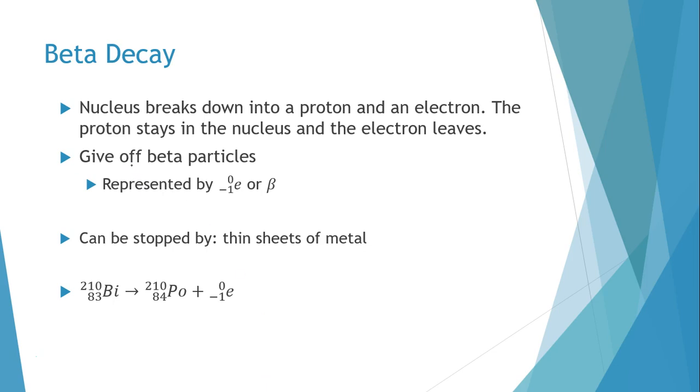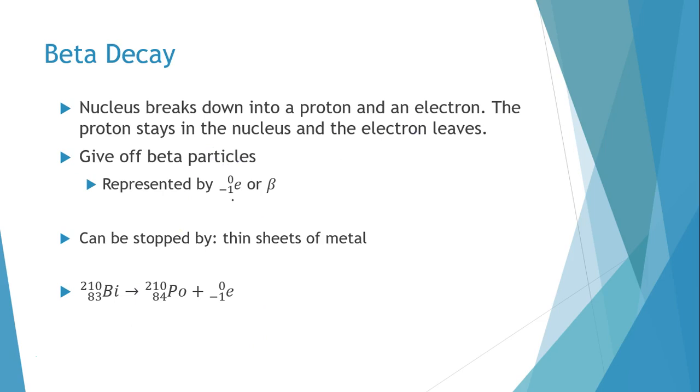So you can see here that beta is also when a nucleus breaks down, but this time it breaks down into different things. It breaks down into a proton and an electron. The proton is going to stay in the nucleus, which is actually going to change the element. So if you think about it, if a proton stays behind, what it's doing is it's gaining a proton and it's losing an electron.